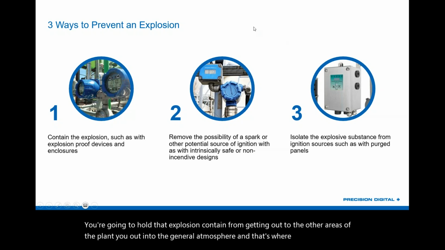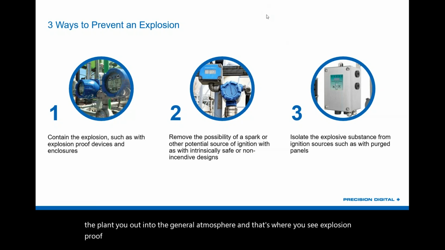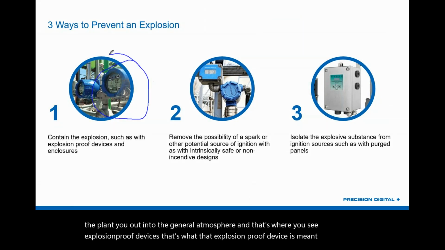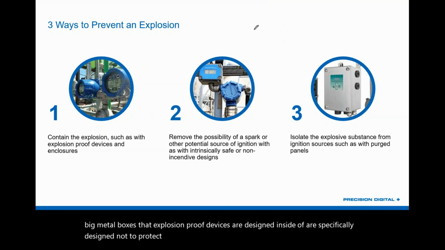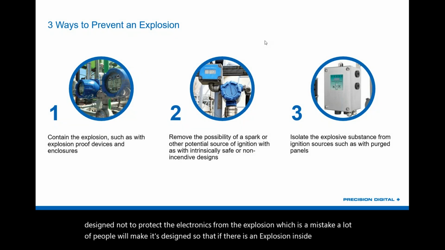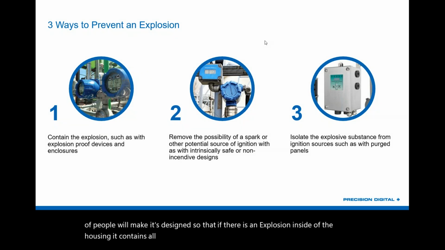And that's where you see explosion-proof devices. That's what an explosion-proof device is meant to do. The big metal boxes that explosion-proof devices are designed inside of are not to protect the electronics from the explosion, which is a mistake a lot of people make. It's designed so that if there is an explosion inside of the housing, it contains all that energy. It doesn't let that flame escape and ignite all of the gas that might be in the area.